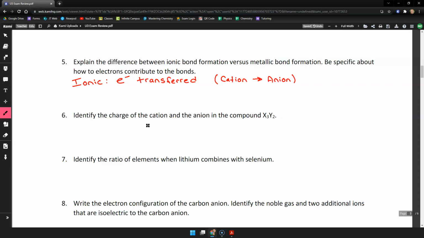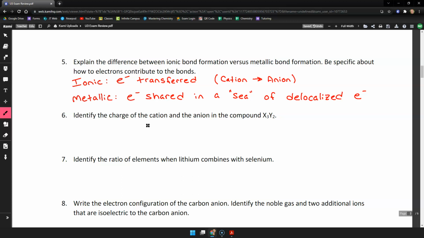Okay, next we have metallic bonds. And with metallic bonds, remember what happens? We have a sea of delocalized electrons. Okay, so metallic bonds are held together just by sharing electrons. So electrons are shared in a sea of delocalized electrons.